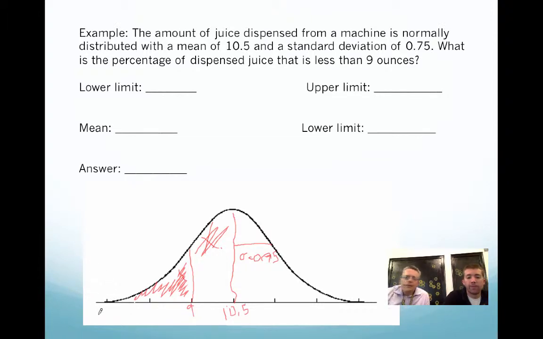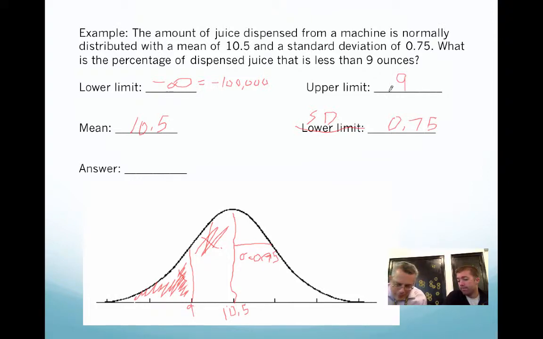The 4 things we have to enter in the calculator are lower limit, upper limit, mean, and standard deviation. The mean and standard deviation we already know, so cross that out. That should be standard deviation, 0.75. The lower limit should be negative infinity, but our calculator can't handle that, so we're going to put something like negative 100,000. And the upper limit is 9. We're going from negative 100,000 up to 9.